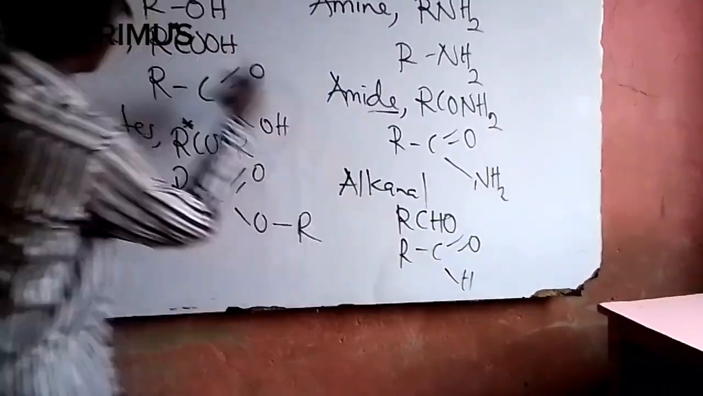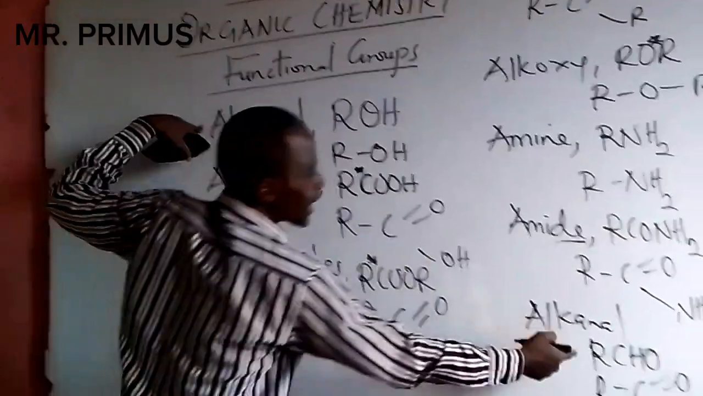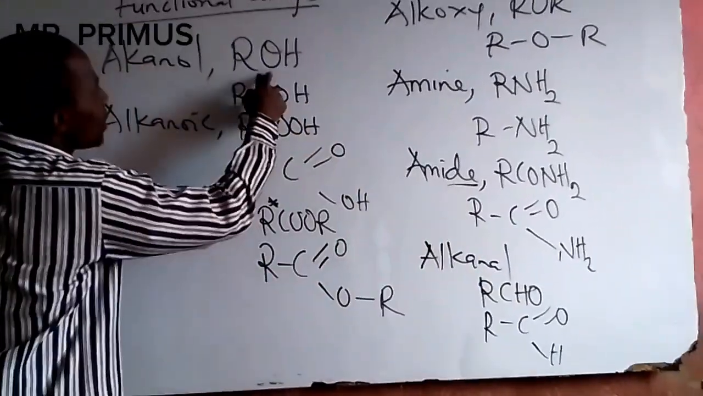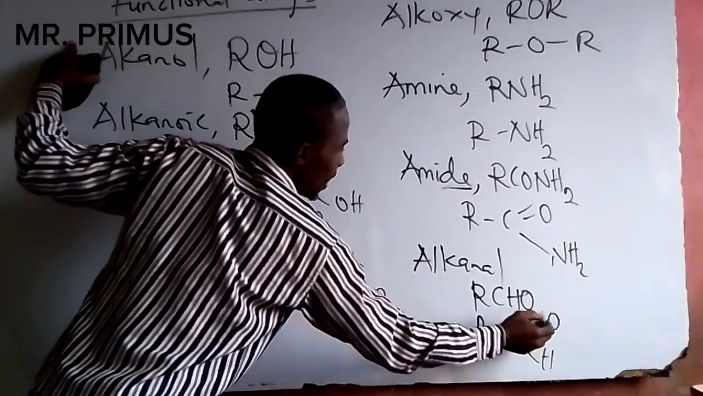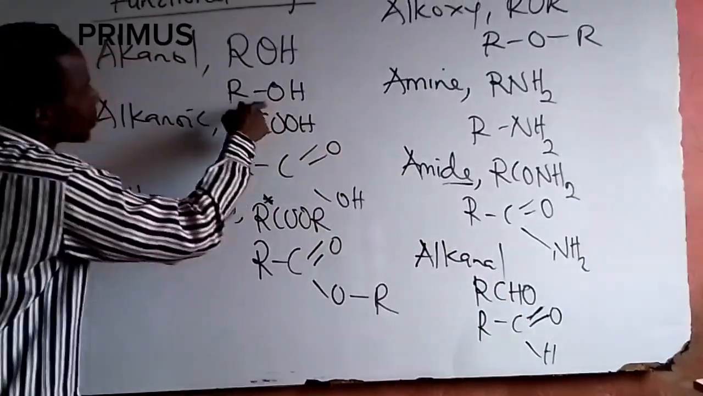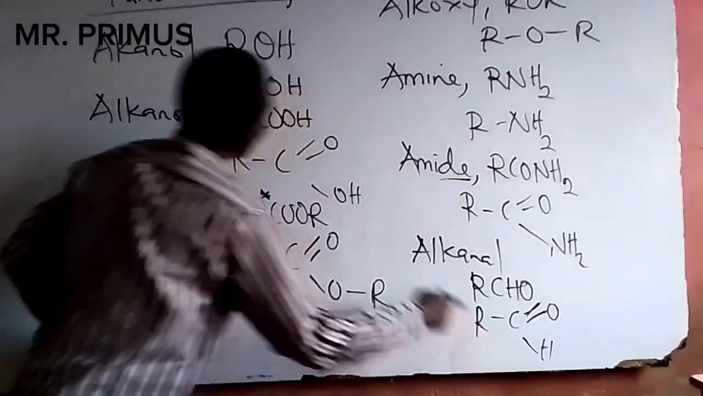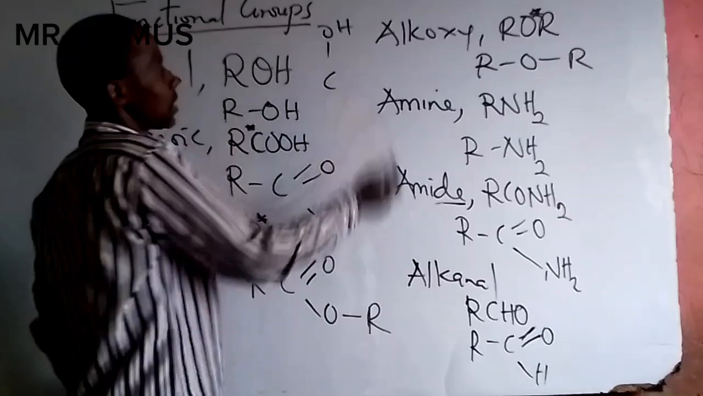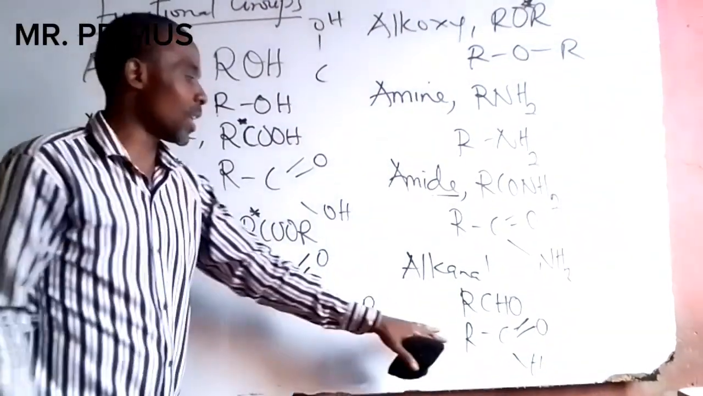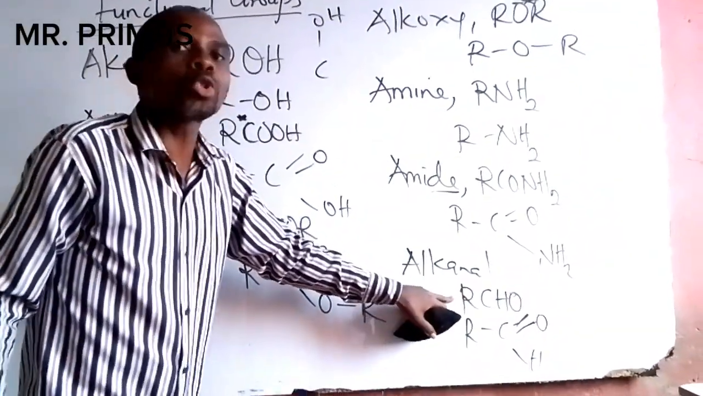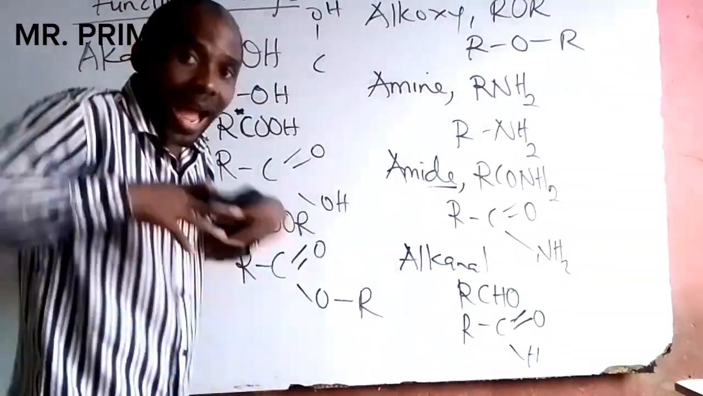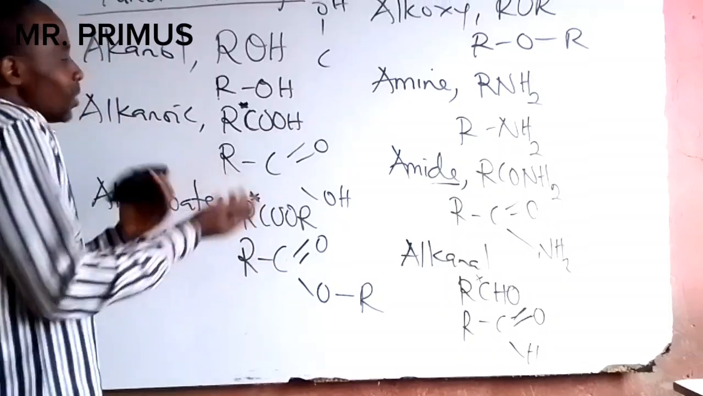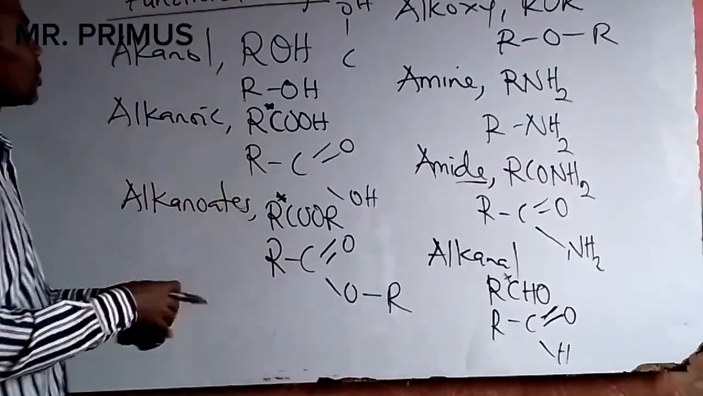So look at this. This one is similar to this. This alkanol and alkanal are similar, because they have H-O and O-H. The only difference is that this one is O-H in this form, and this one is O-H in this form. Can you see it? You can also have it like this, OH, hydroxy, and the rest of them. So alkanal, R-C-H-O, I call it alcho. Mr. Primus calls it alcho. So you can follow my way, or you just create means of memorizing it.